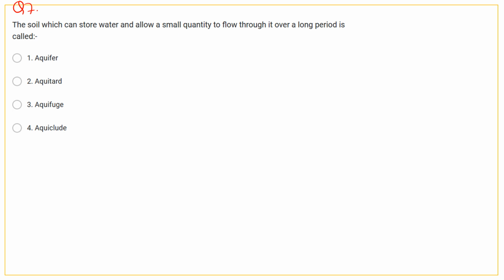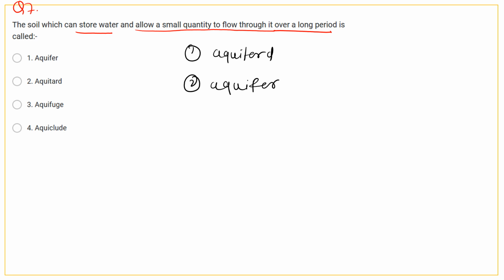flow over it over a long period is called as. Okay, here there are four terms. We'll discuss the four terms one by one. In that, first one is aquitard. Second is aquifer. Third term is aquiclude. And fourth one is aquifuge. Okay, remember the order. First aquitard, aquifer, aquiclude, aquifuge.